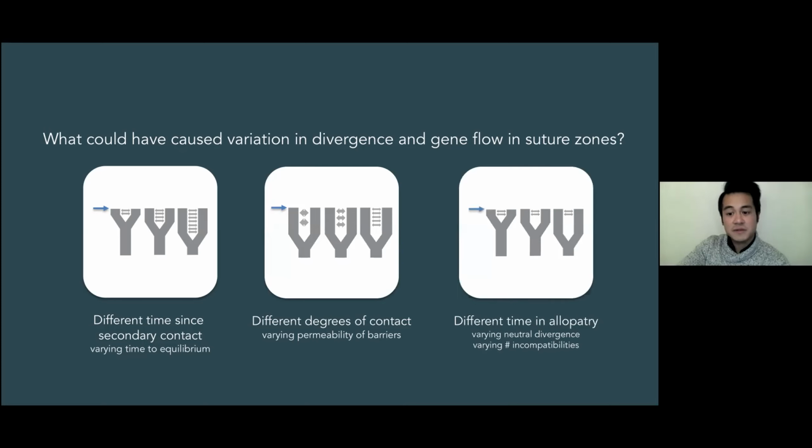And lastly, it's a different time in allopatry, which reflects both varying differences in neutral divergence and varying numbers of incompatibilities. I'll get at that a little bit once we explain the model. This is more of what we expect in the suture zone scenario, so you might have variation in the number of incompatibilities.